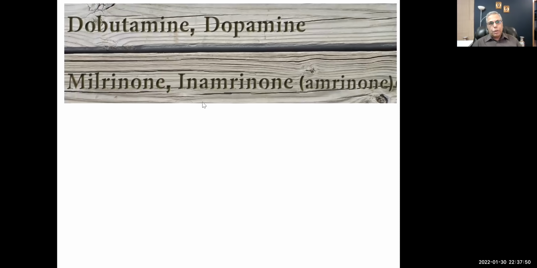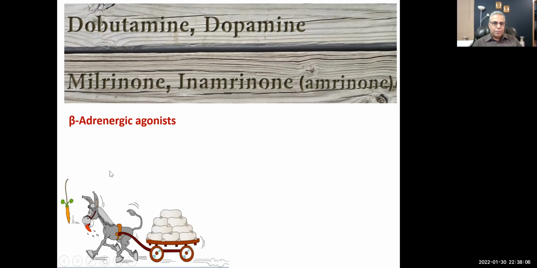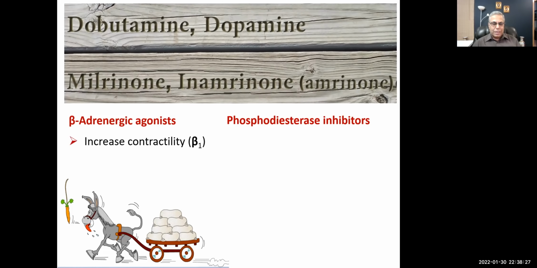All right. So now we go to dobutamine and dopamine and milrinone, which are inotropic agents. Dobutamine and dopamine, at least dobutamine, is a beta adrenergic agonist. And this is a donkey which is working all the time, and it is carrying a load. Now, if you want to work it more, you must feed it something good, right? So that it keeps on working. So we have two types: beta adrenergic agonists, and phosphodiesterase inhibitors, right?